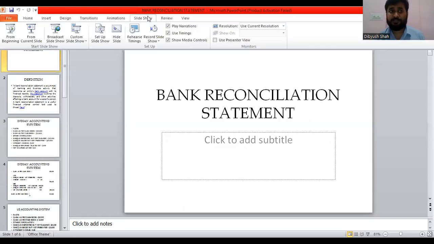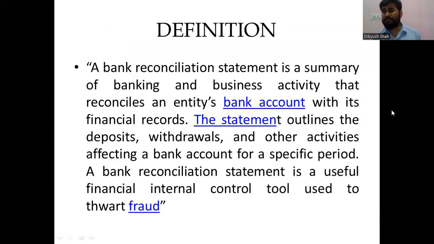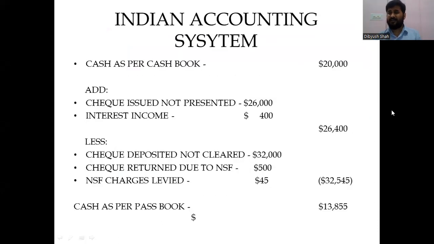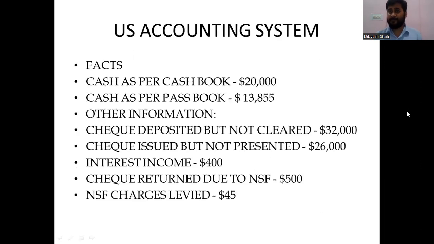Now, you guys should tell me what difference have you taught us, right? We knew this since our class 11 days. Cash as per cash book, you make certain adjustments and you arrive at cash as per passbook. This is what BRS is. In the US, they do it slightly differently. How? They don't want a reconciliation between your cash book balance and your passbook balance. They are not interested in that.